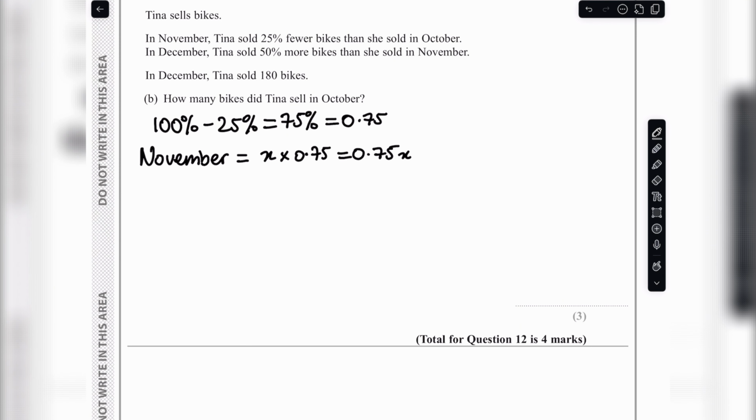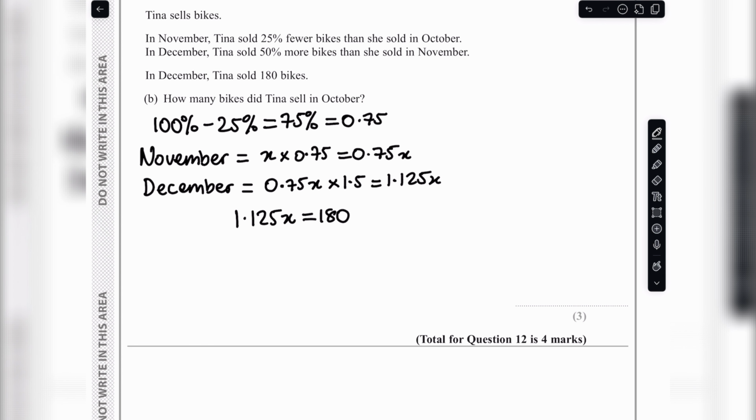And given as she sold 50% more bikes in December than she sold in November, this means that the number of bikes she sold in December is 150% of the number of bikes she sold in November. So we can multiply the value of 0.75x by 1.5, and that gives us a value of 1.125x. Therefore, 1.125x can be represented as 180 bikes. And to obtain the value of x, we need to divide 180 by 1.125, and that gives us a value of 160. So the final answer is 160.